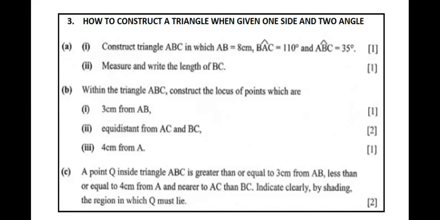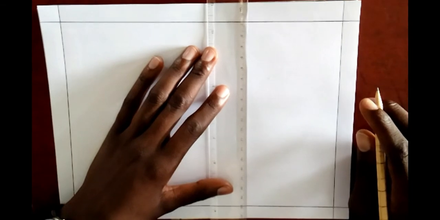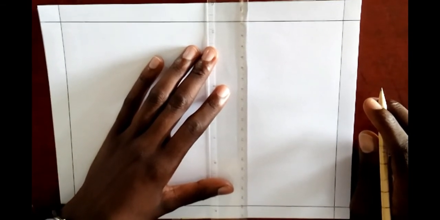B, within the triangle ABC, construct the locus of points which are 1, 3 centimeters from AB, 2, equidistant from AC and BC, 3, 4 centimeters from A. C, a point Q inside triangle ABC is greater than or equal to 3 centimeters from AB, less than or equal to 4 centimeters from A, and nearer to AC than BC. Indicate clearly by shading the region in which Q must lie. This is a situation where we are given two angles and one side.